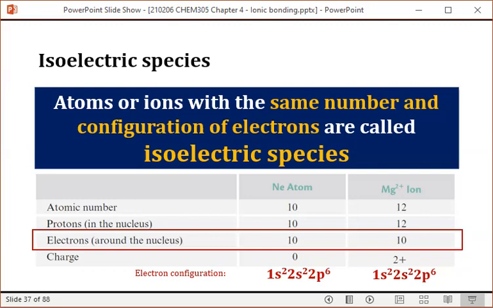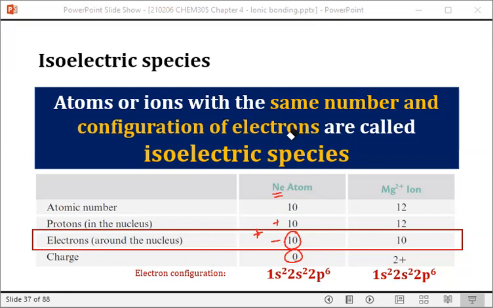Its atomic number is 10. It has 10 protons in its nucleus, and it has 10 electrons around its nucleus. We're just talking about elemental neon, the noble gas, and its charge is 0 because it has the same number of protons and electrons. So 10 plus 10 minus equals 0. It has 10 positive charges from the 10 protons, and it has 10 negative charges from the 10 electrons. And when you add those together, you end up with an overall charge of 0.